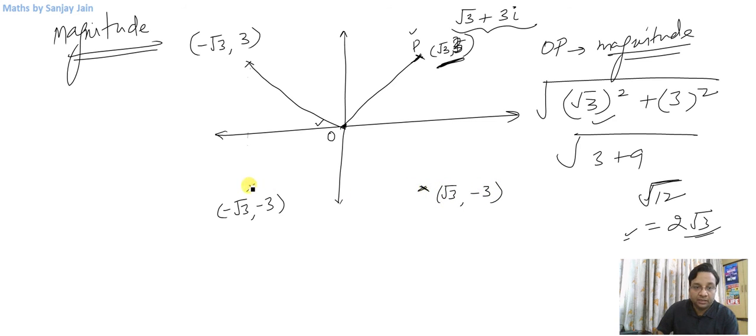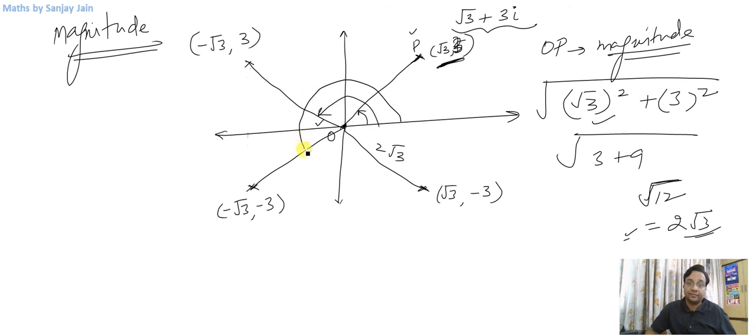So all these complex numbers represented by these 4 points that I have given you will give me the same magnitude, that will be 2 root 3, right? So magnitude wise they are same, but they make different angles with positive direction of x-axis. So what are these angles?